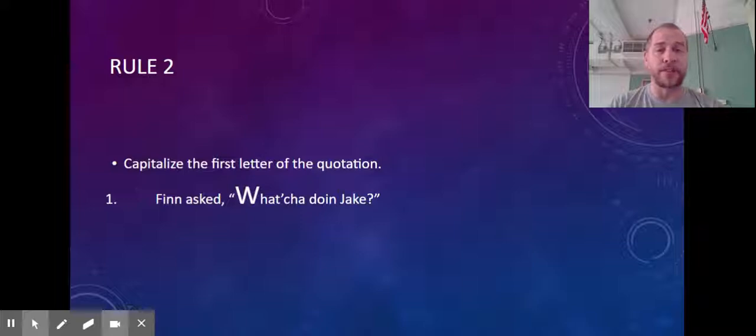Capitalize the first letter of the quotation. And so when you use those quotation marks, the first letter that comes after that initial quotation mark should be capitalized. Once you're inside the quotations, the normal rules of capitalization and punctuation apply, but that first letter, always capitalize it. Now, this is a little bit weird because this sentence actually starts here with the word Finn. And so that's the beginning of the sentence, and you have a comma, and this is kind of a special rule of capitalization where you capitalize the first letter of the starting quotation, even though it's not technically the beginning of the sentence.